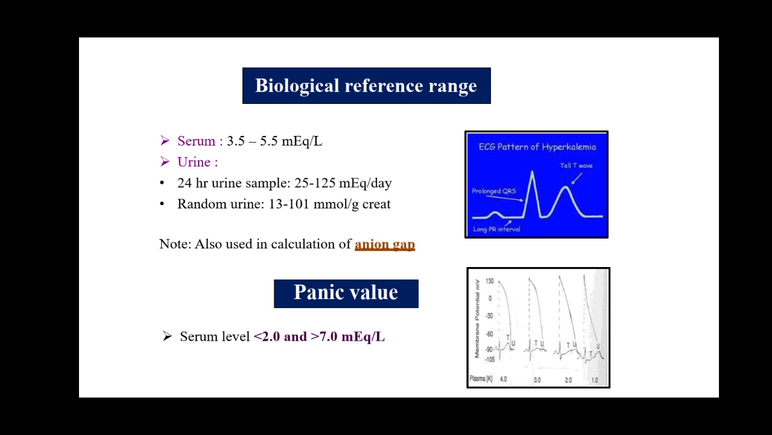The biological reference range in serum is 3.5 to 5.5 milliequivalents per liter, and in a 24-hour urine sample it is 25 to 125 milliequivalents per day. It is also used in the calculation of the anion gap. And a level less than 2.0 or more than 7.0 is a panic value.